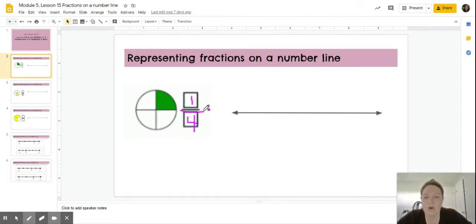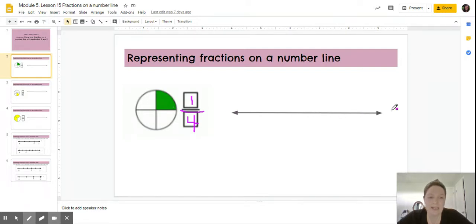or 1/4. This number on top of my fraction bar represents the number of pieces shaded, and the number below the fraction bar represents the number of total parts. So you'll see that there's 4 total parts. So the fraction that represents the shaded parts is 1/4. Now I'm going to show you how to plot that on a number line.